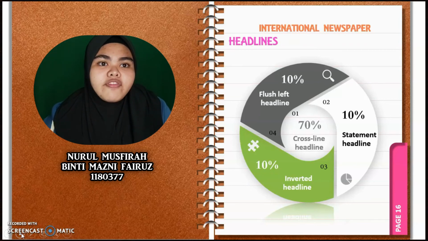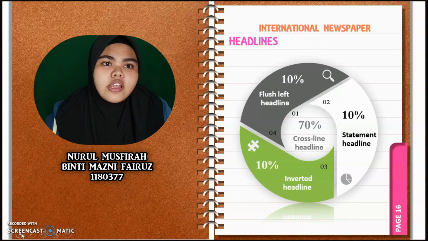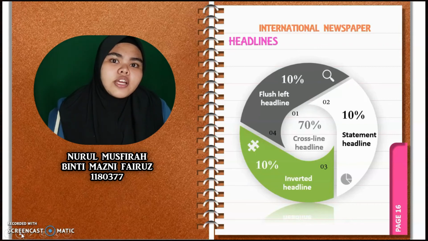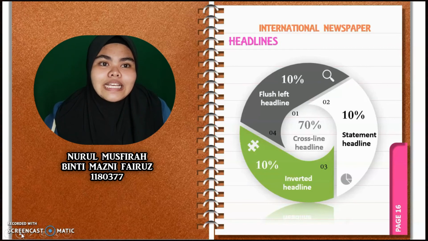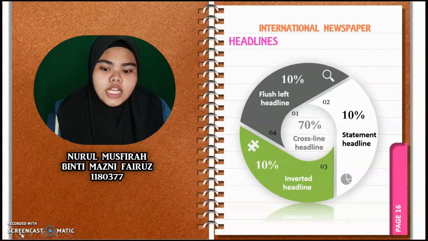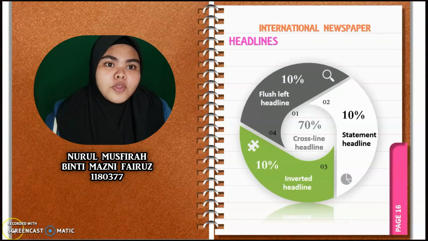Also, they have the flush left headline. Flush left headlines are put on the left side. They are much bigger, much wider, so people will know where they have to read first. Sometimes in online news, we can identify where to read first. So in a flush left headline, they put it on the left side, bigger than usual, so people will know where to read first.